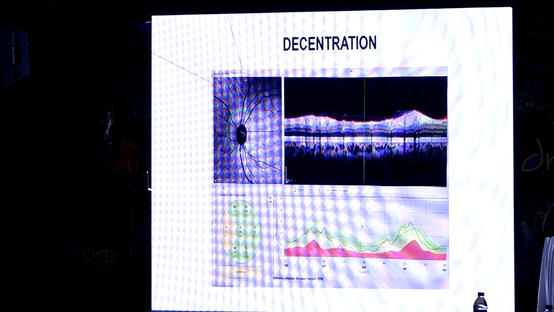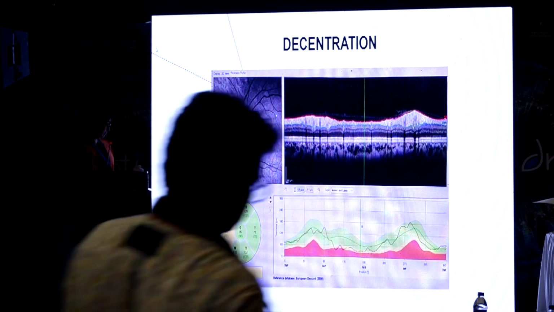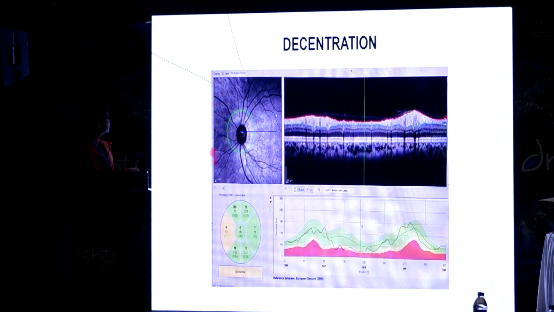So decentration, if it is more than 10%, should be looked at with caution. You can see in this picture that this is decentered by more than 10% in the nasal area, and so this is correspondingly yellow in the pie chart, and such a printout should rather be discarded. You know about the ISNT rule, and so you can imagine how decentration superiorly can affect the RNFL OCT.